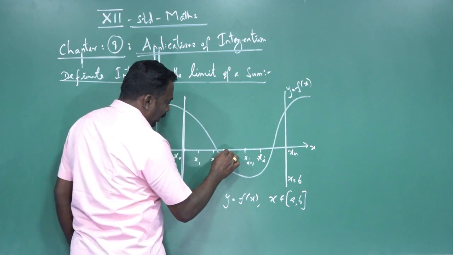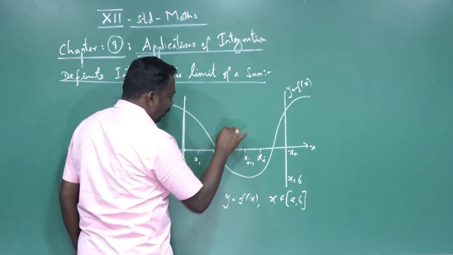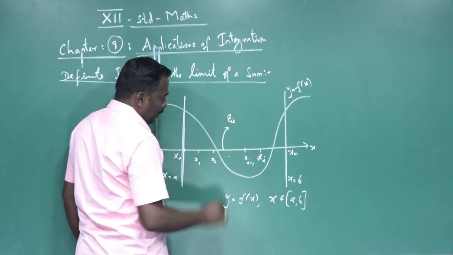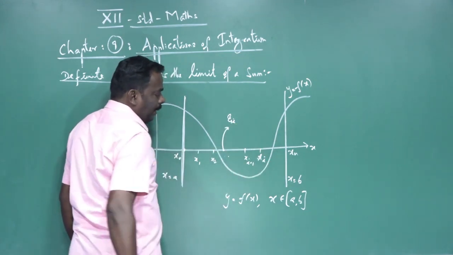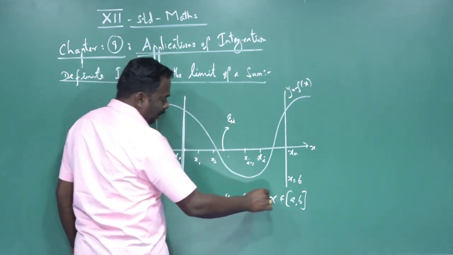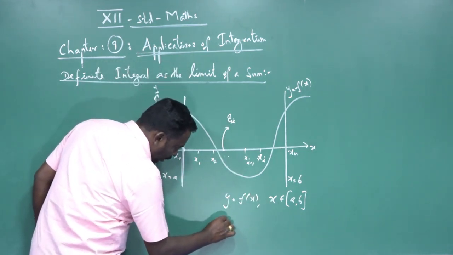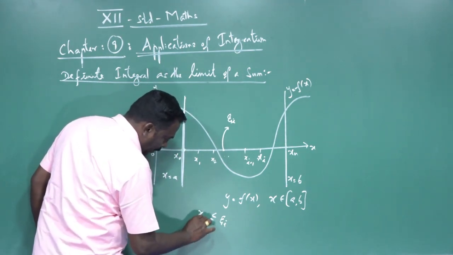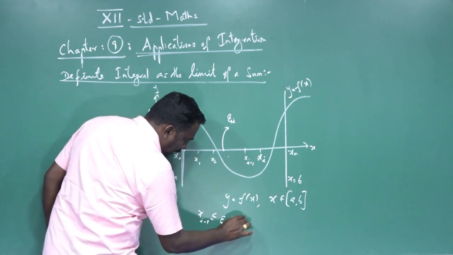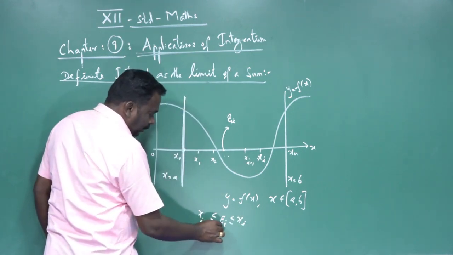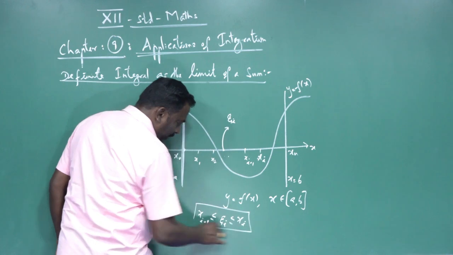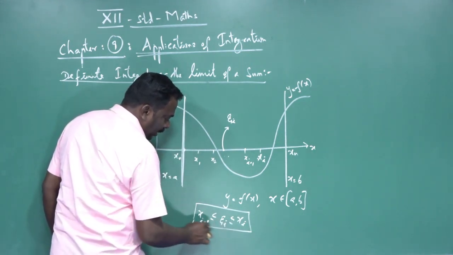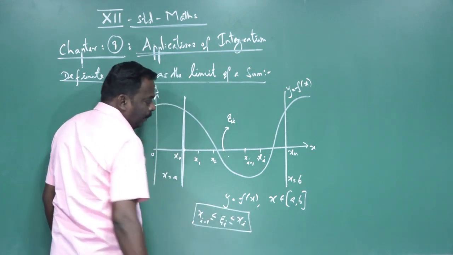Now we can select any point, any real number, called epsilon_i. This point lies on the number line and belongs to the interval. Therefore, epsilon_i lies between x_{i-1} and x_i, that is, x_{i-1} is less than or equal to epsilon_i, which is less than or equal to x_i. The epsilon lies in this interval.